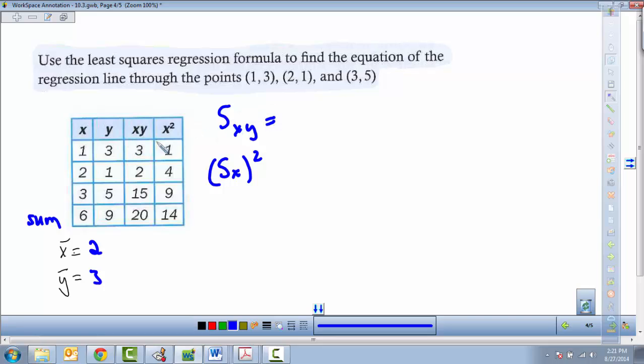The formula for s sub xy says we add up the x times y's, so 20, minus the sum of the x times the sum of the y. Sum of the x's is 6, times the sum of the y's was 9, and then it said divide by n, which is 3. So crunching these numbers, we get 2.